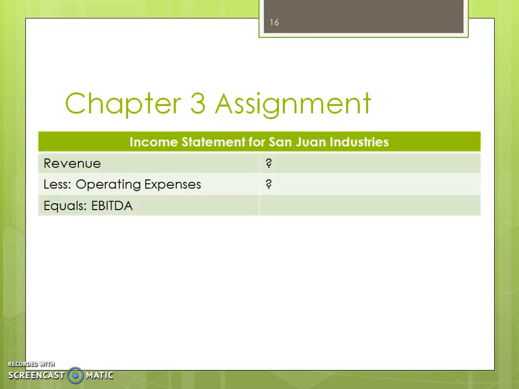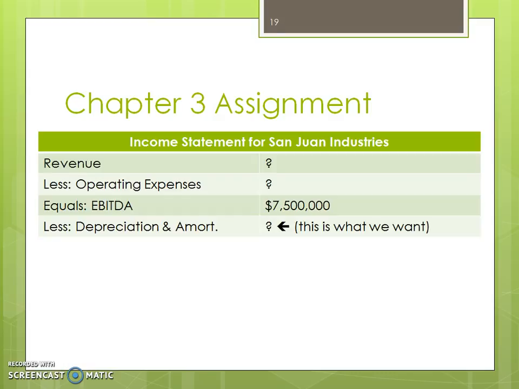Now here's something we do know. So we're going to go ahead and fill in that 7.5 million that was given to us in the question. Then we're going to continue on until we're complete with the income statement. So after EBITDA, we're going to deduct depreciation and amortization. And we don't know what that is. That is the figure we want to figure out. So after that, we would equal EBIT, earnings before interest and taxes. Again, we're not sure what that is.